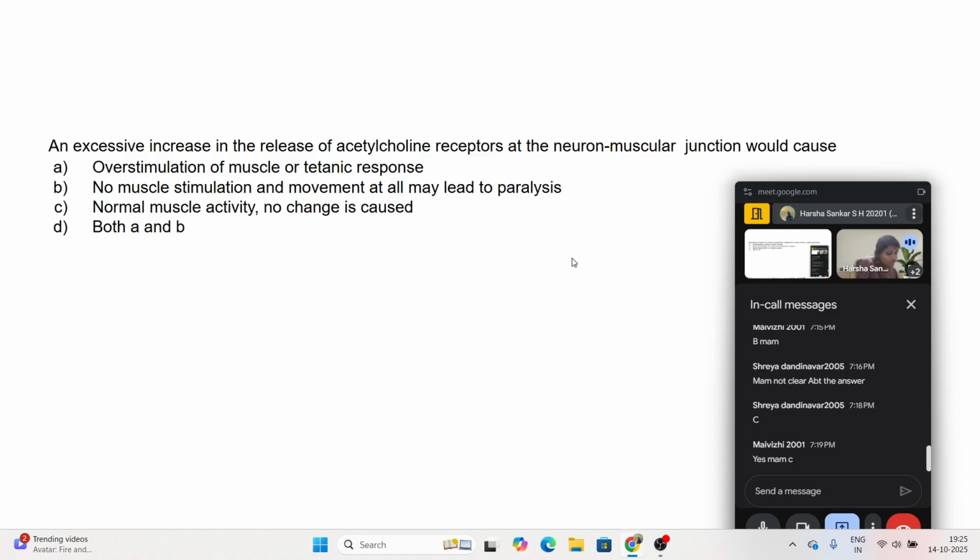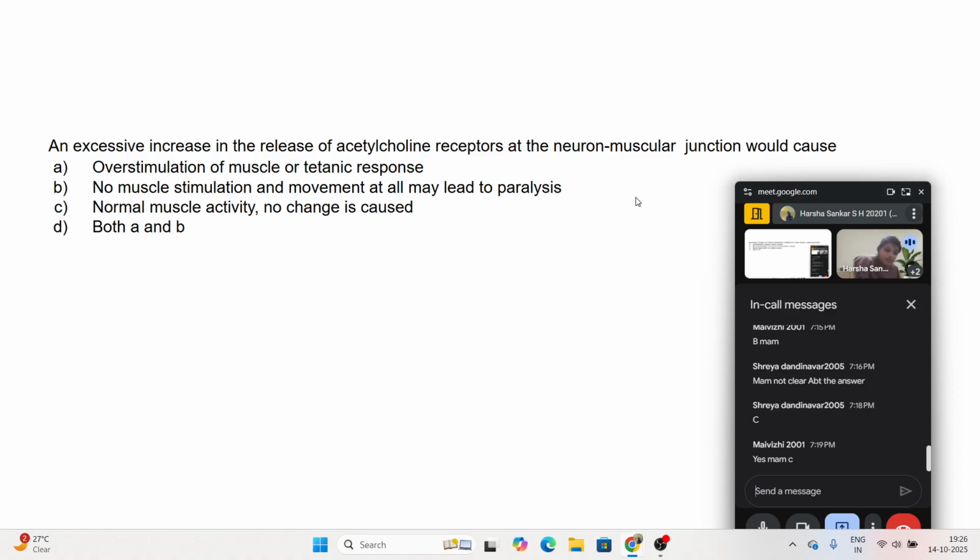The question is about acetylcholine release being very excessive at the neuromuscular junction. If presynaptic neurons are releasing a lot of neurotransmitters like acetylcholine, then there is the postsynaptic cell. So what will happen to the postsynaptic cell, which will lead to dash? What is the final output? If that is the case, the correct answer is option A only, right?